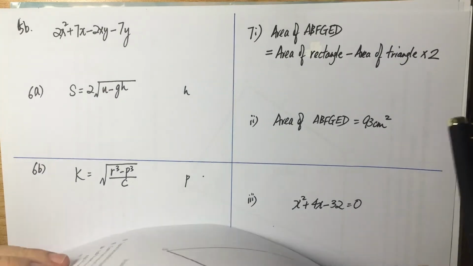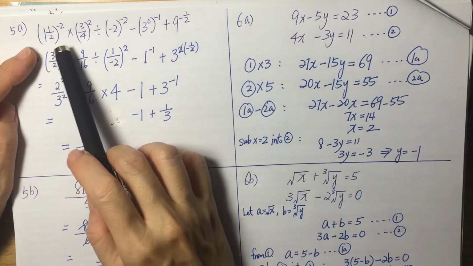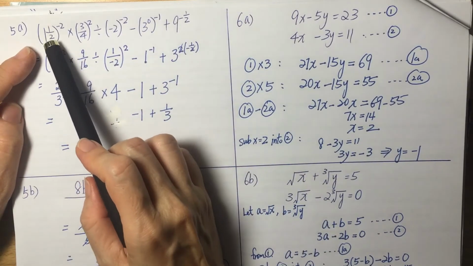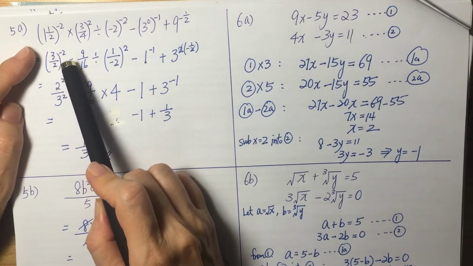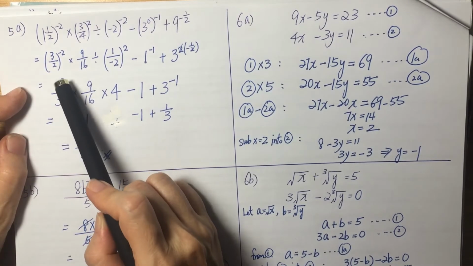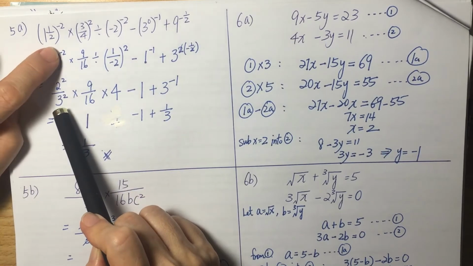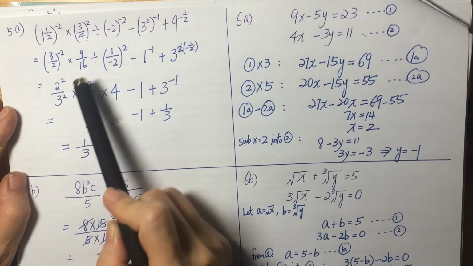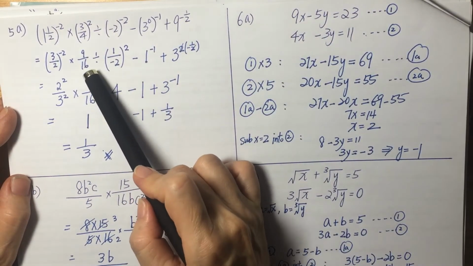Next, question 5a. 5a is on indices. You're supposed to work out the answer. First of all, 1.5, you make it to be 3 over 2. And 3 over 2, because of the negative, if we want to get rid of the negative, we take the reciprocal. So we put it to be 2 over 3. So 2 over 3, the negative is gone. So the 2 squared. Then the next one, 3 over 4 squared. So there'll be 9 upon 16.